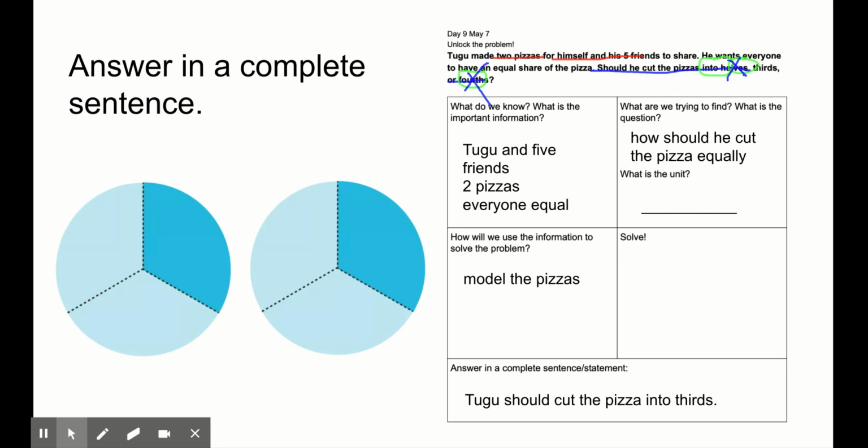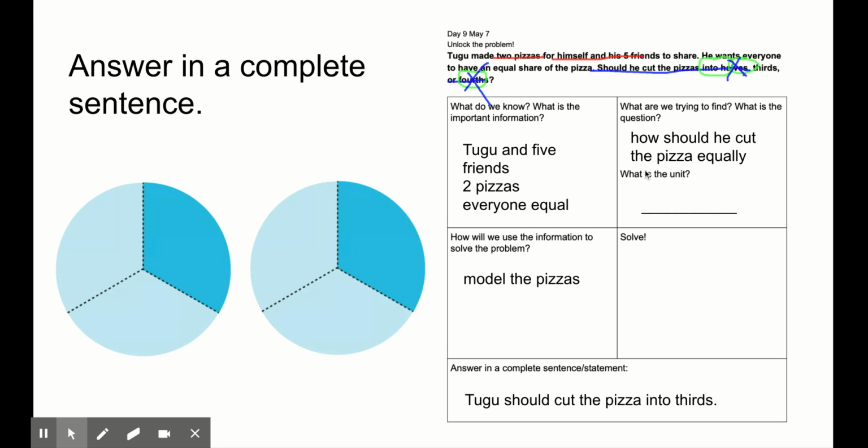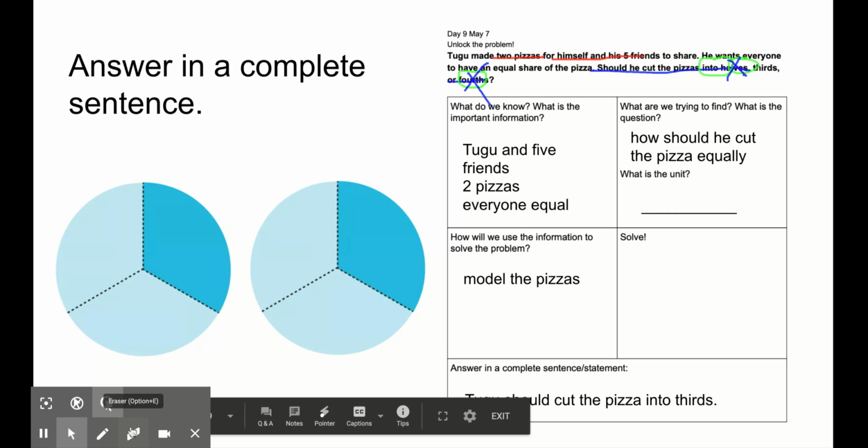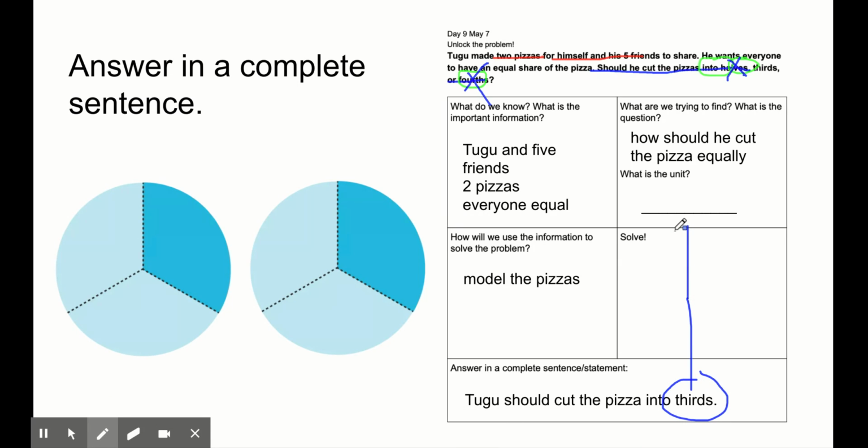Do we know the unit now? Yes. The unit is thirds. So now you could fill in the unit up here. Good job, second graders.